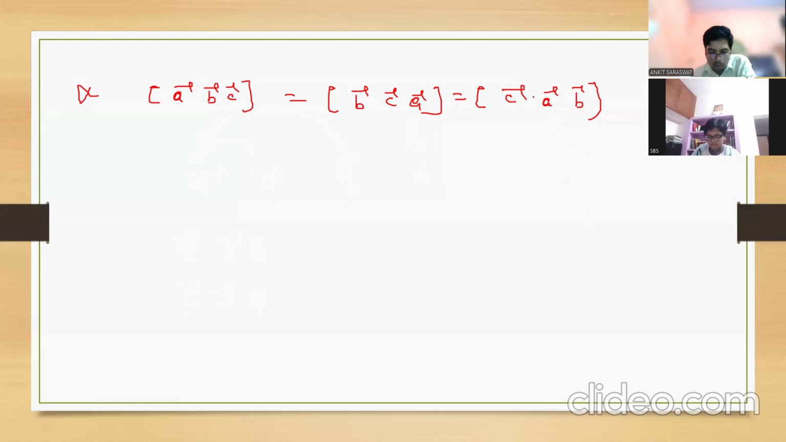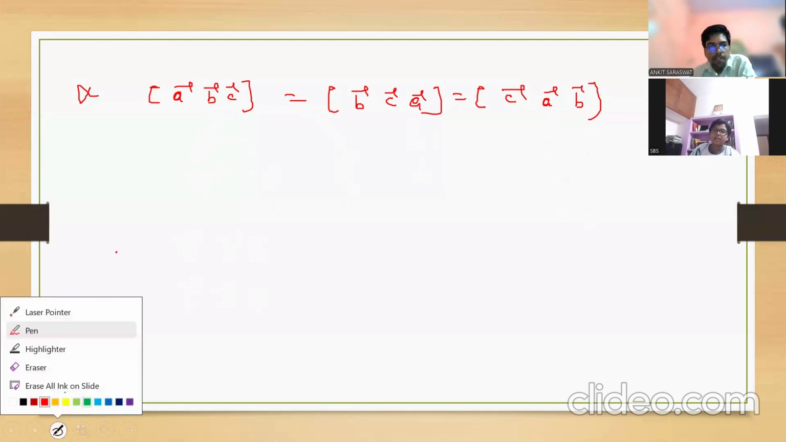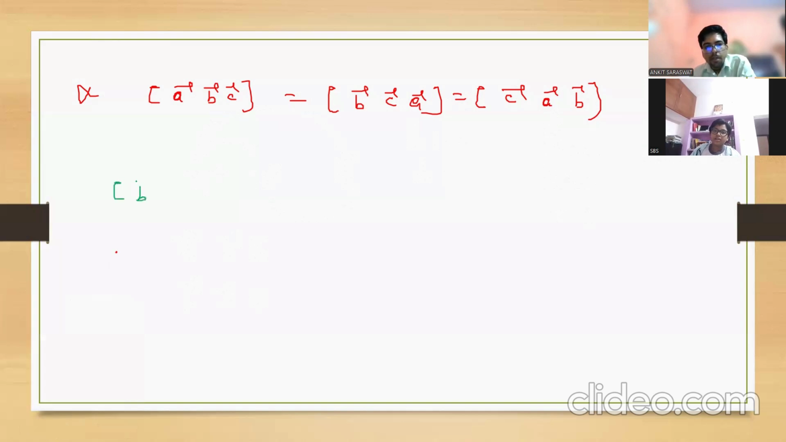Yes, sir. So if I ask how to write B, C, A: here B cross C dot. If I write simply B, C, A, then here B, C is making the base of the parallelogram and A is making the altitude part. Then how will you write B cross C dot A?